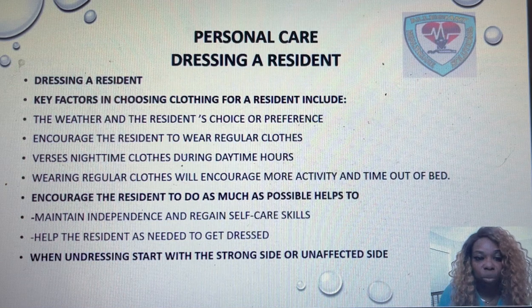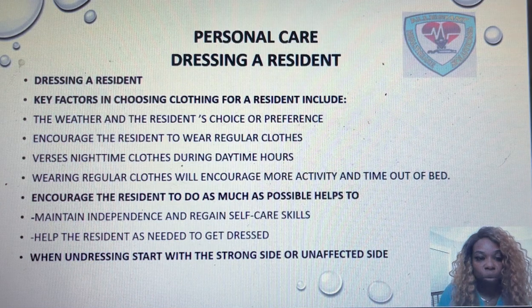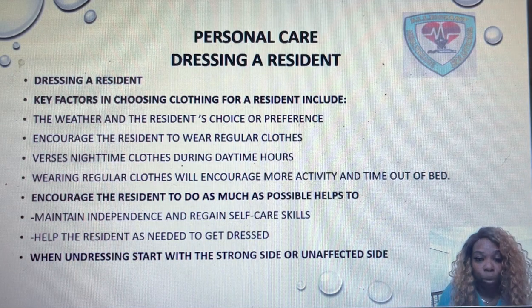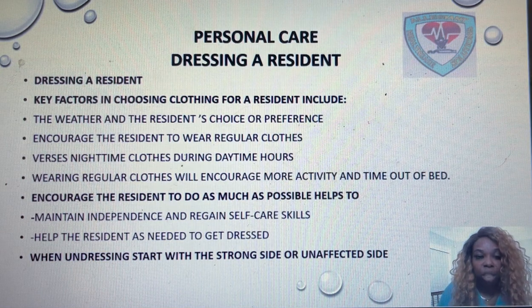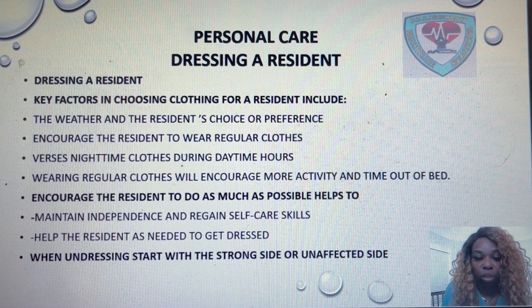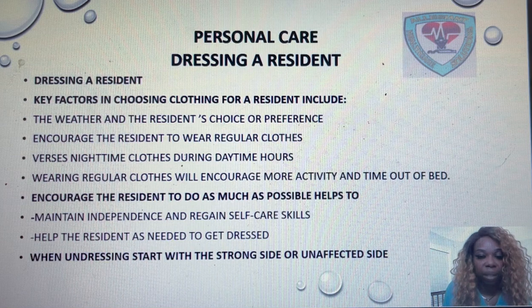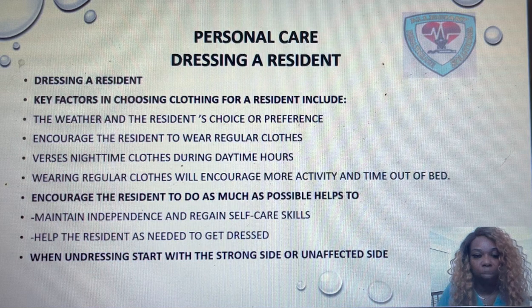You want to encourage the resident to do as much as possible when you are assisting them to get dressed. Some residents may need assistance with physical or with verbal cues in order to help them maintain their independence and for them to regain self-care skills. So you may need verbal cues like reminding the resident to lace up their shoes or to buckle up their shoes. They may need physical cues with you maybe placing your hand on top of their hand as you help them pull their pants up above their waist.